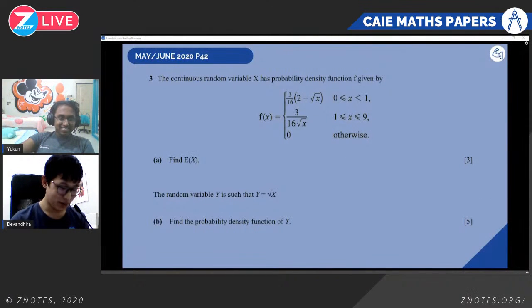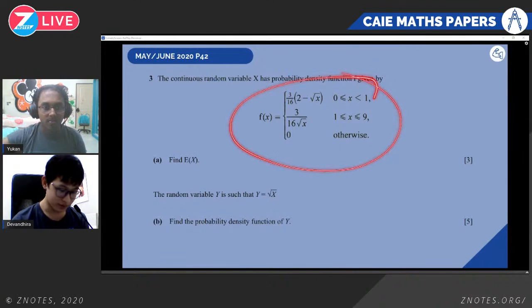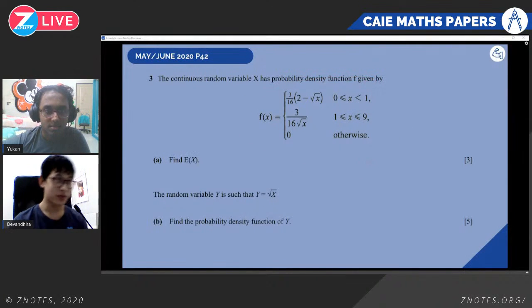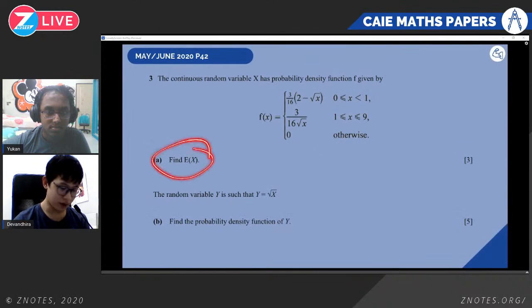Right, so let's go for the next question. The continuous random variable X has probability density function f given by this. Find the E of X. Let's do that. So how do you find E of X? Do you know how to do that, Yugen?